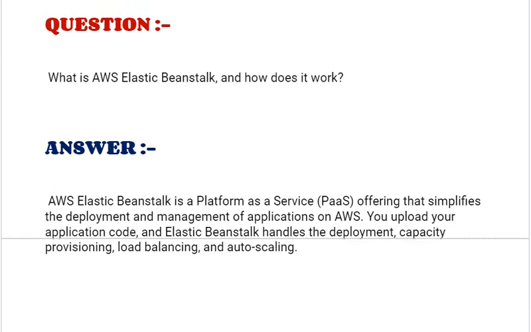Our next interview question is: what is AWS Elastic Beanstalk and how does it work? Your answer should be: AWS Elastic Beanstalk is a platform as a service (PaaS) offering that simplifies the deployment and management of applications on AWS. You upload your application code and Elastic Beanstalk handles the deployment, capacity provisioning, load balancing, and auto scaling.